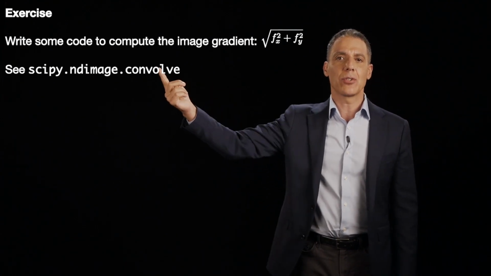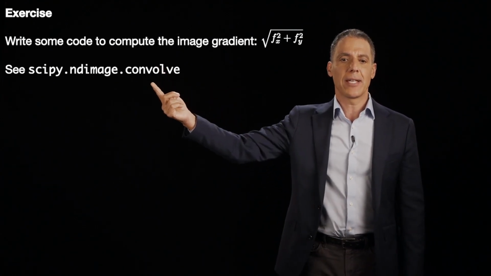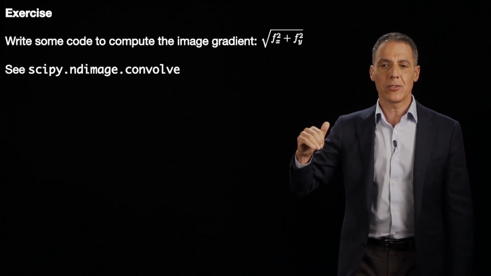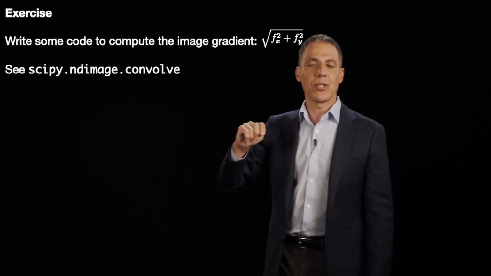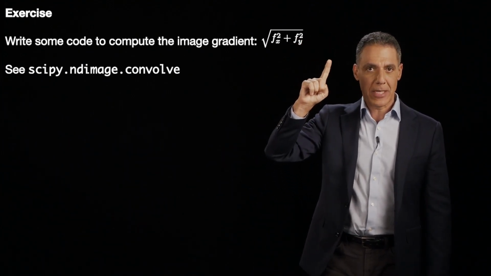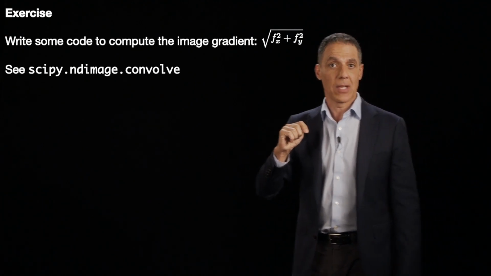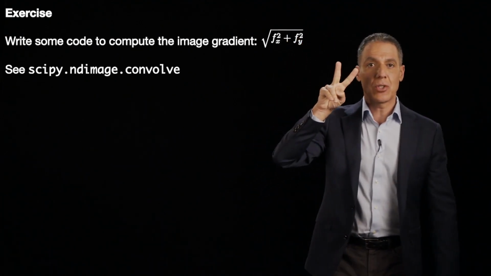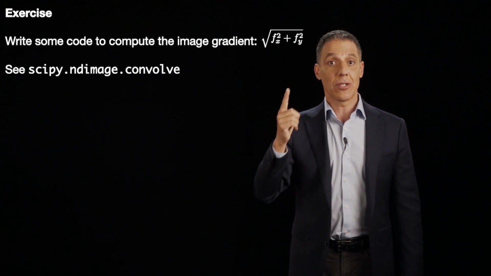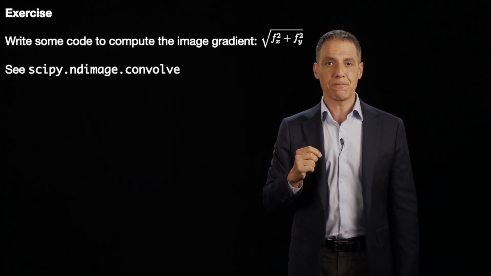SciPy has a nice convolution function called scipy.ndimage.convolve, which will let you convolve in two and higher dimensions. And I'm going to ask you to take as input an image, say the Albert Einstein image, and please compute for me the image gradient. The way you're going to do this is you're going to compute two derivative images, the horizontal derivative and the vertical derivative, using the filters I showed you on the previous slide.